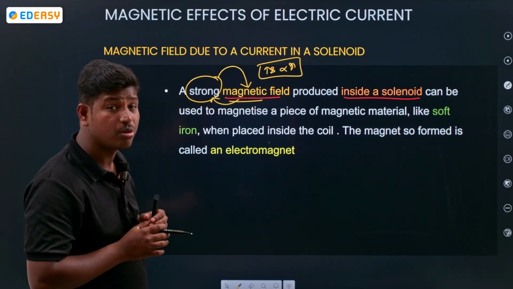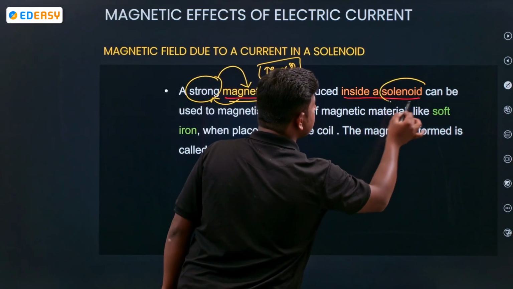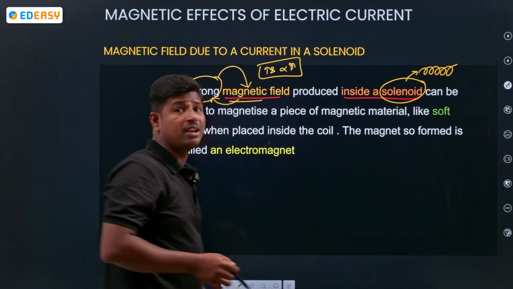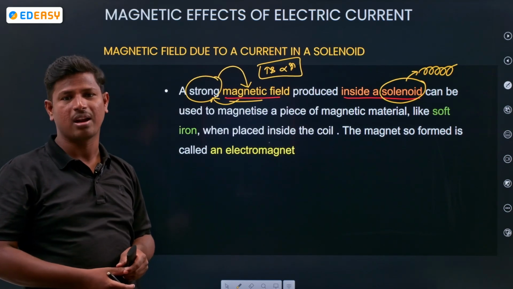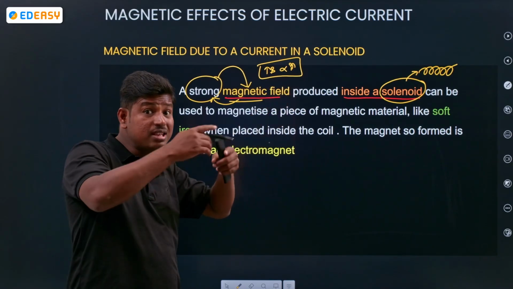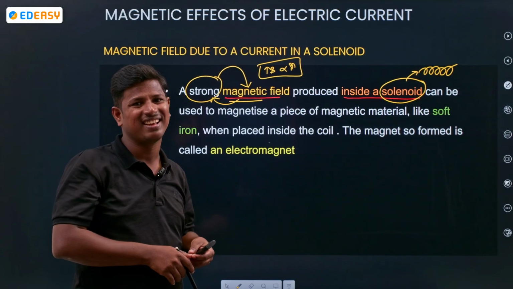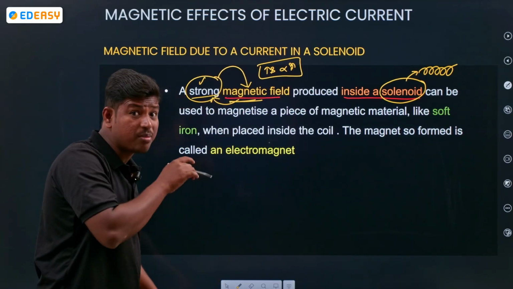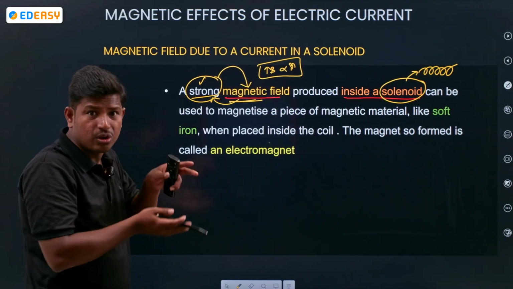How is it possible to produce a strong magnetic field? A solenoid is nothing but a number of turns. If the number of turns increases, the magnetic field increases. Current increases, magnetic field increases, that we know. If you increase the number of turns, the magnetic field also increases that many times. So the magnetic field is very strong because it forms closed loops, parallel and close to each other inside the solenoid.